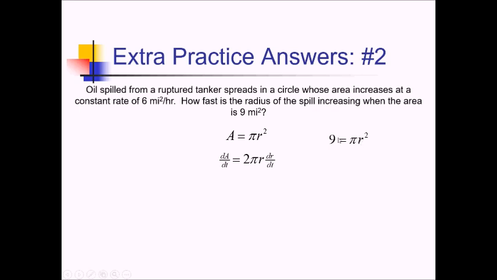And then if we divide by pi and square root both sides, we can write r as the square root of 9 over pi. All right, so plugging everything in, we've got 6, that was my change in area, equals 2 pi times radical 9 over pi. And we still have that dr over dt hanging around because that's what we're solving for. Now I'm going to go ahead on the calculator and divide both sides by all this craziness next to dr over dt. Let me do that off camera.